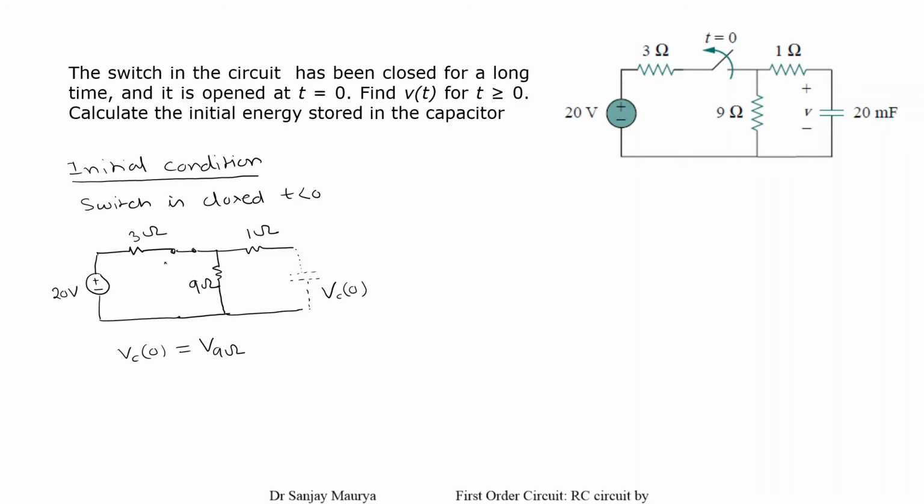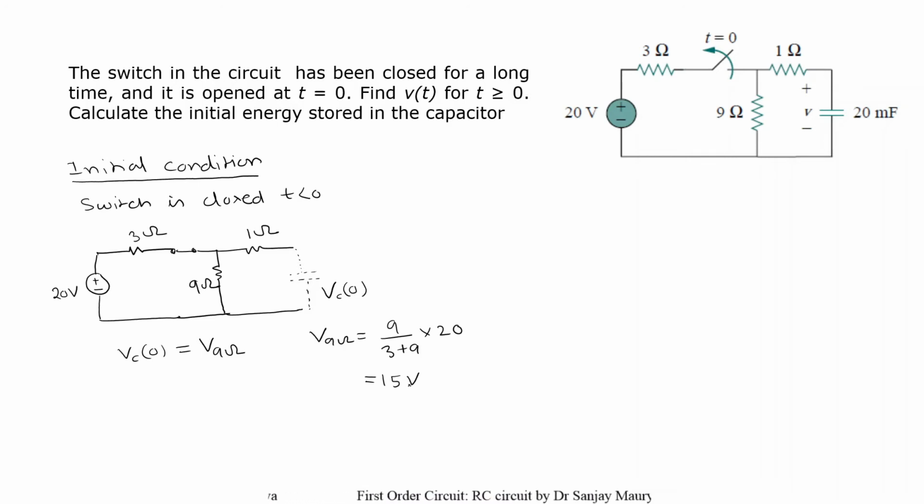Look at this circuit. In this circuit, the current is flowing in this closed path. So the 20 volt is divided across 3 ohm and 9 ohm. So I can write it down. Voltage across 9 ohm, by using the voltage division law, will be 9 divided by 3 plus 9 into 20, which will be equal to 15 volt. So this is the initial voltage across the capacitor.